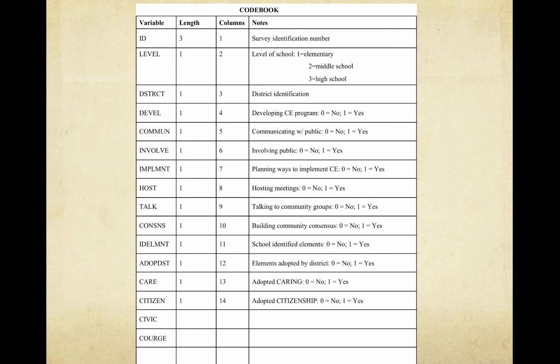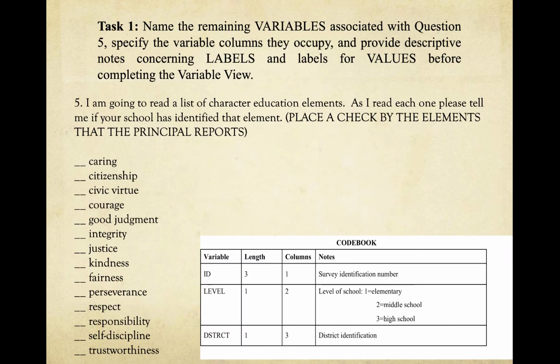Notice that for level, here I told you this was level of the school. The length is just going to be 1 character. It is in column 2. And here I'm telling you that level of school is 1 equals elementary, 2 equals middle school, 3 equals high school. All right, and you can see how starting with development, going down to citizenship, I'm giving you 2 to 3 words of what this variable represents from the question and the survey, and then how it is measured, 0, 1 for no, yes.